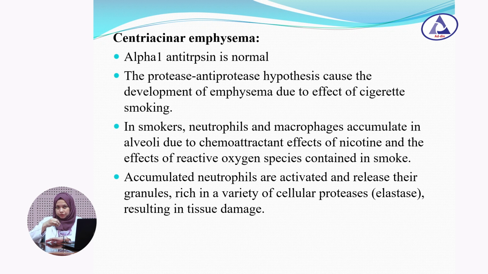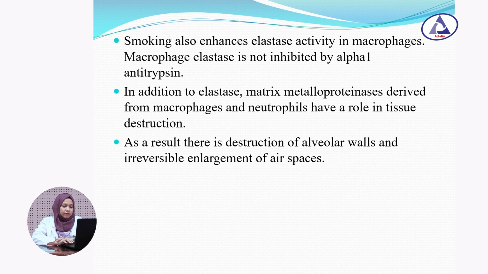Then the accumulated neutrophils are activated and they release granules that are rich in cellular protease, for example elastase. Ultimately, these elastase cause tissue damage. Then what happens? The smoking also enhances elastase activity in macrophage. So macrophage elastase is not inhibited by alpha-1 antitrypsin. So in addition to elastase, matrix metalloproteinases are also derived from macrophages, and neutrophil have role in tissue destruction. So there will be a combined effect by various types of elastase and protease enzymes. Ultimately, there will be destruction of the alveolar walls and irreversible enlargement of air spaces.